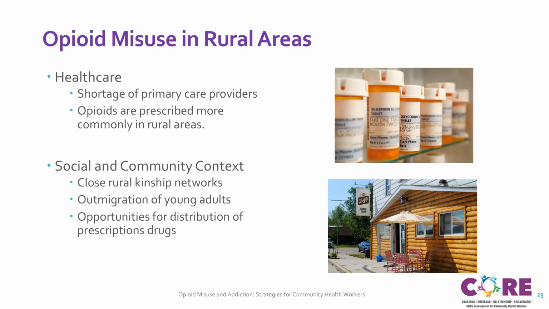And one of these social determinants is clearly healthcare. Rural areas often have fewer primary care providers and specialists, for that matter. And that can put a pretty big strain on the healthcare system and put a lot of pressure on physicians to treat people with pain, especially in these aging communities with a lot of older people. And so statistically, opioids are prescribed more commonly in rural areas per capita. So a person is more likely to get opioids prescribed to them if they're living in a rural area.